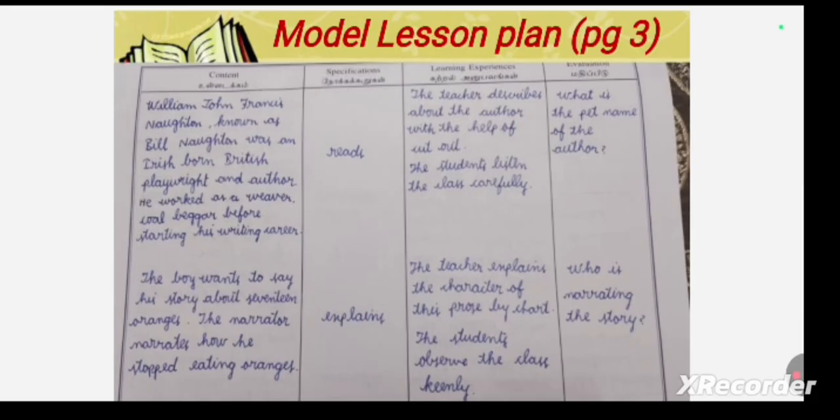So you can see here, fourfold, as I told, no. So this is the fourfold lesson plan. 4 columns are there. As I said, look at the labels: content, specifications, and then learning experience, evaluation. So these are the 4 different columns. Okay, in the content column, we have to write whatever has been given in the source book. You have to write it as it is. In the specifications, you have to list out the verbs which have been given in the objectives. In the learning experience, we can write the conversation between the teacher and the student.